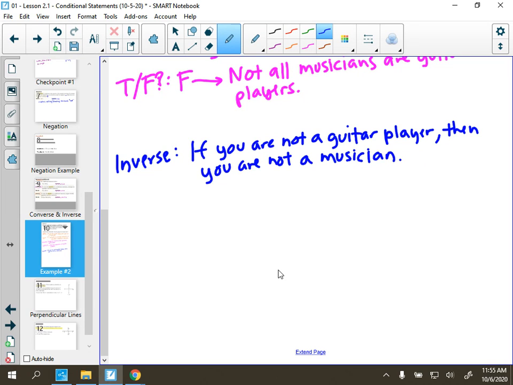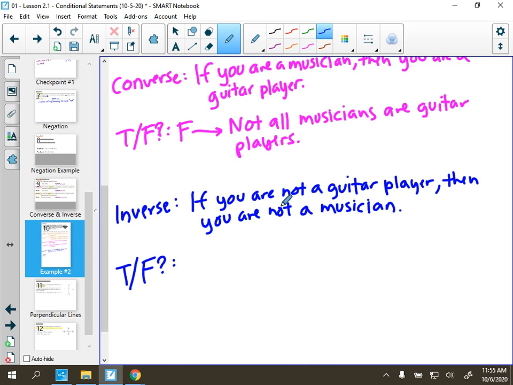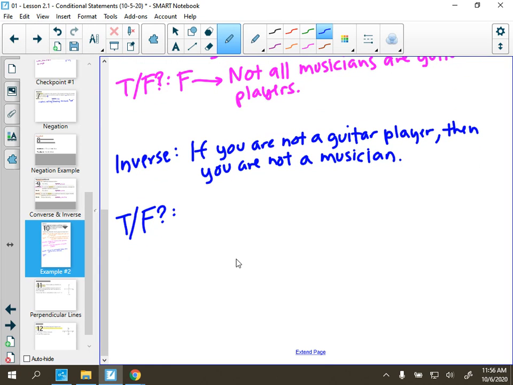All right. So I have to take a step back here before I decide, is that true or false? If you are not a guitar player, then you're not a musician. Seems kind of harsh, right? It's saying you have to play guitar to be a musician. So very similar to what we said for the converse, as far as addressing whether it's true or false. If you're not a guitar player, then you're not a musician. I would definitely say that's false.